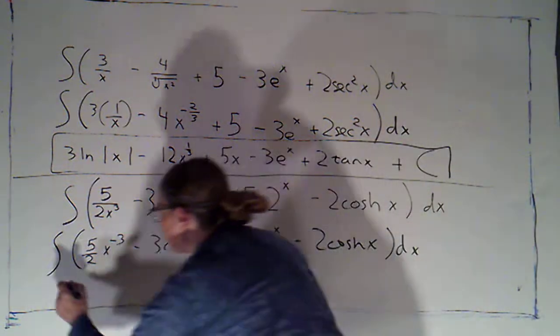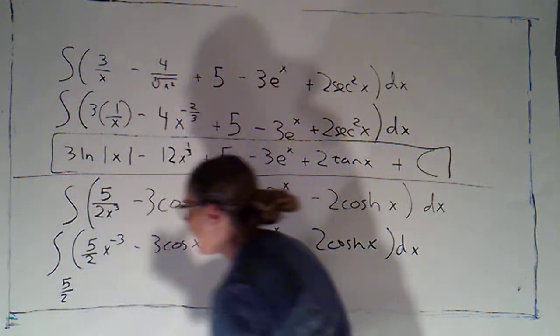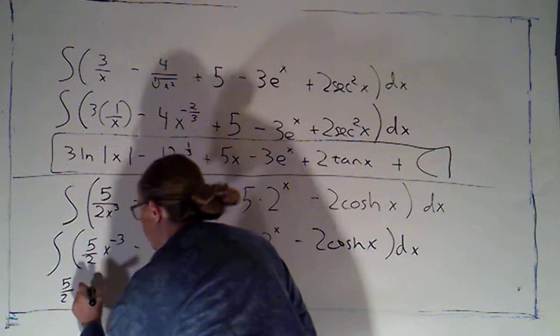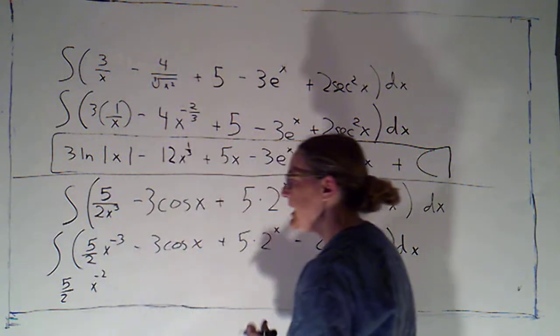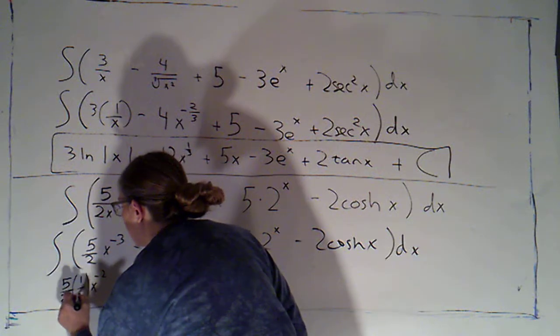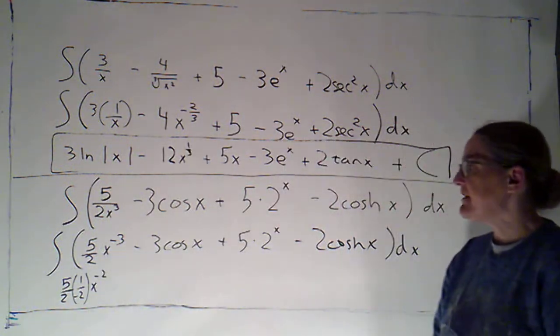So now I'm going to get 5/2 times, negative 3 plus 1 is going to be negative 2. So that's going to be x to the negative 2. Divide by that new power. So that's multiplying by a negative 1/2.